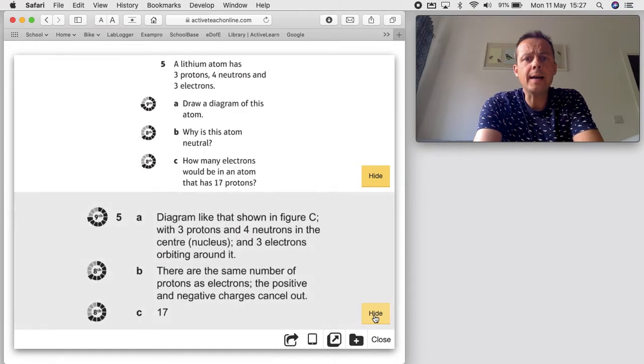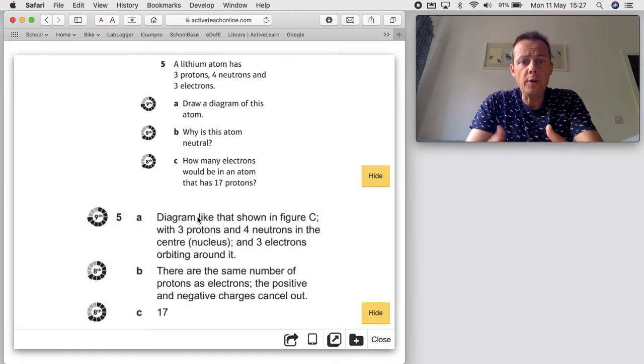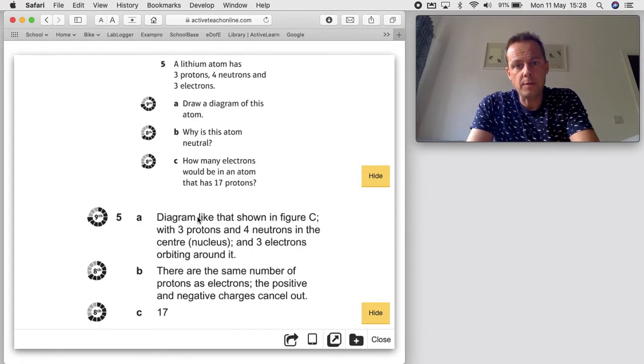Next thing, why is the atom neutral? So if we look at the answer to B, there are the same number of protons as electrons. The positive and negative charges cancel each other out. And finally, based on that one, how many electrons would be in an atom if there were 17 protons? Well, if there were 17 protons, that's the 17 positive charges. We know we have to have 17 negative charges, which would be the 17 electrons.